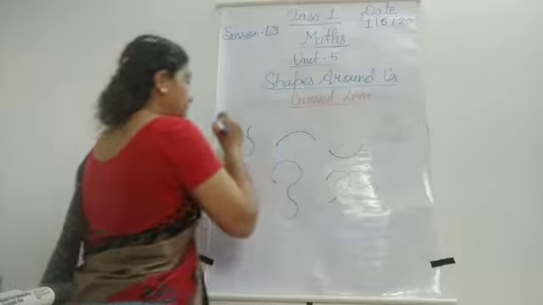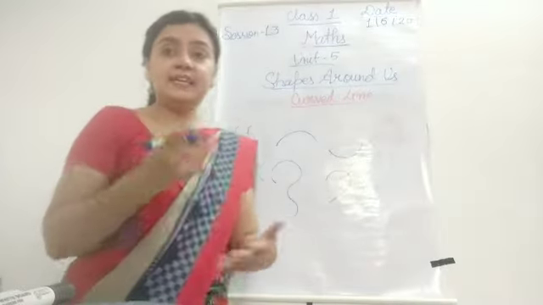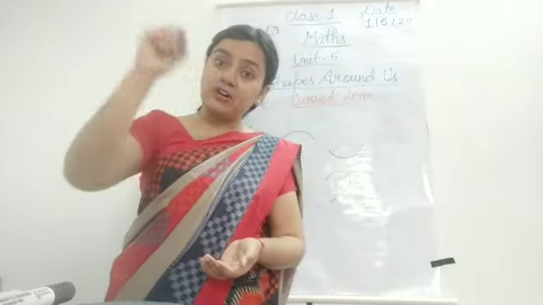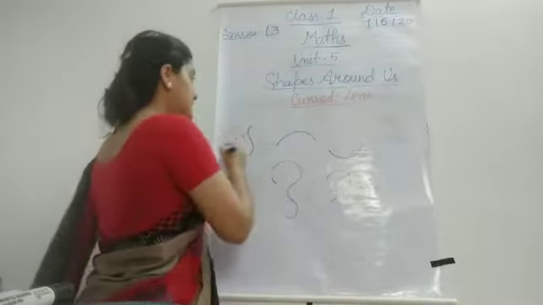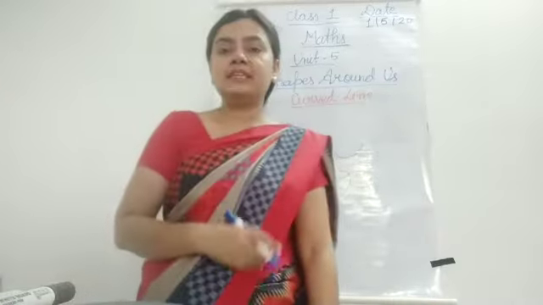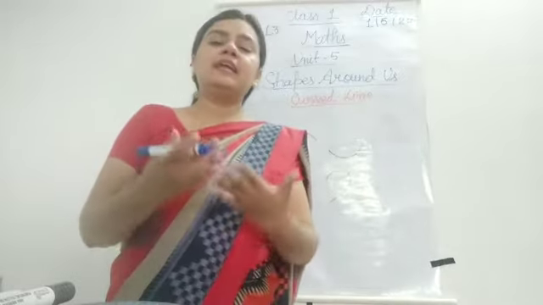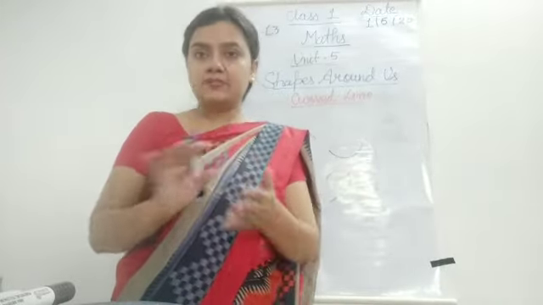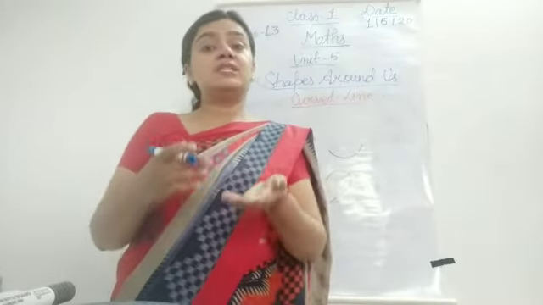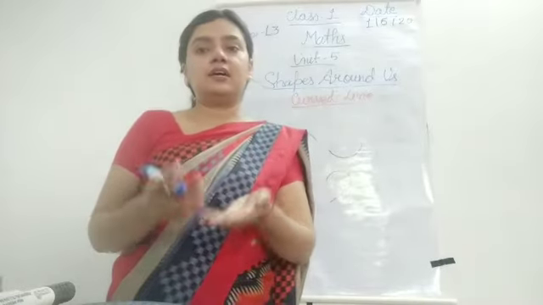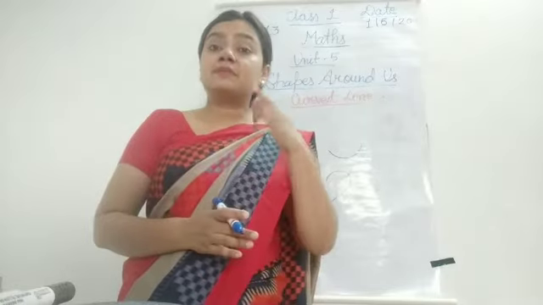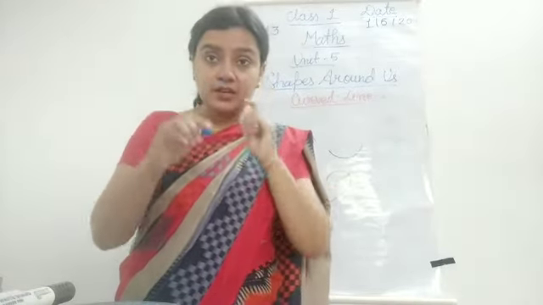The Maggie you are eating, is that in a straight form or a curved form? The Maggie is in curved form. These are examples of curved lines. Simply, the line which is not going forward or backward in a straight position is a curved line. Many things are there; like Maggie is in curved position.